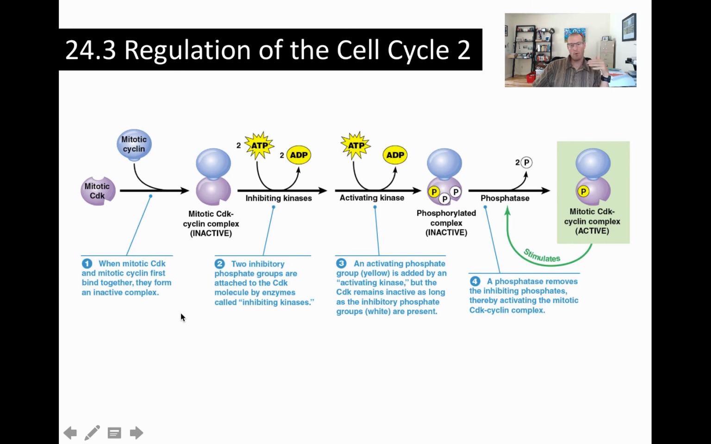So there are both phosphorylations involved in the activation of CDKs as well as dephosphorylation. That sounds a little bit kind of oxymoronic. Let's take a look at it. We've got a mitotic CDK. We're thinking about B-type cyclins here in mitosis.